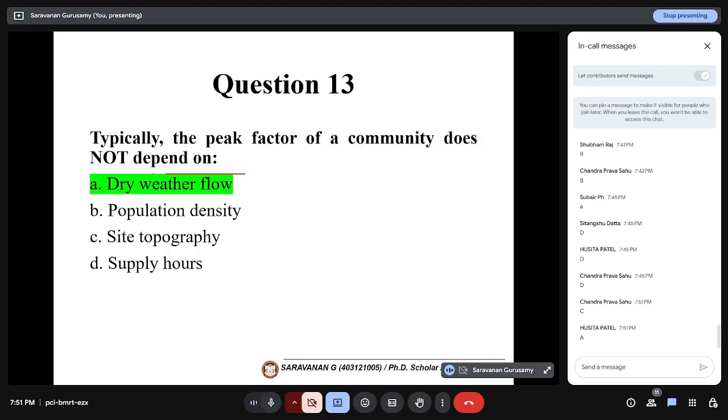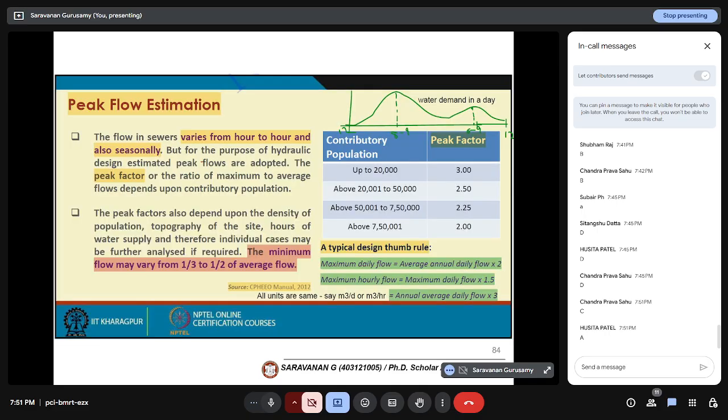So dry weather flow is, if you are generating 135 LPCD or 200 LPCD, that will not affect your peak factor. So you can see the hour it will vary, season it will vary, and the peak factor also depends on topography, population density, site, hours, but not on the sewage that is generated. So if I have 135 LPCD, I have to multiply with the same factor.